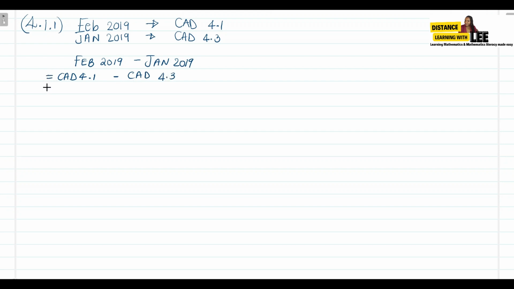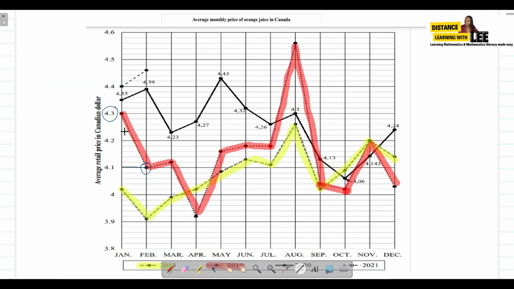So if you punch those into your calculator, you'll find that you'll get a negative 0.20. Okay, so what does this value basically mean? If we have a look at our graph, what do we see? From January 2019 to February 2019, there was a decrease in the average price of the orange juice in Canadian dollars.